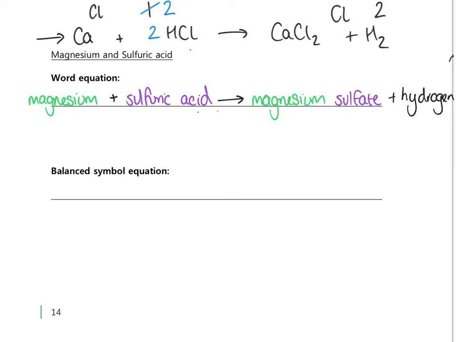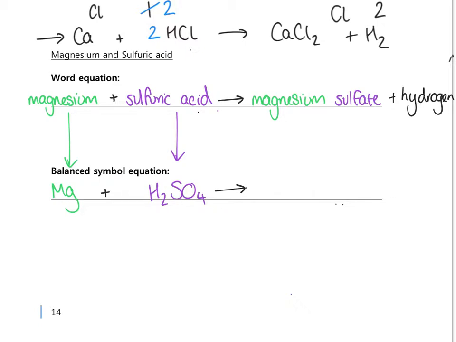Okay, now time to write our balanced symbol equation. First step is by converting all of our names into formula. So let's take our first name. It's just magnesium. So magnesium is Mg. We've added that to sulfuric acid. What's the formula of sulfuric acid? Again, we wrote it on page 12, but you need to know this formula. It's H2SO4. Okay. Draw your arrow then, magnesium sulfate.